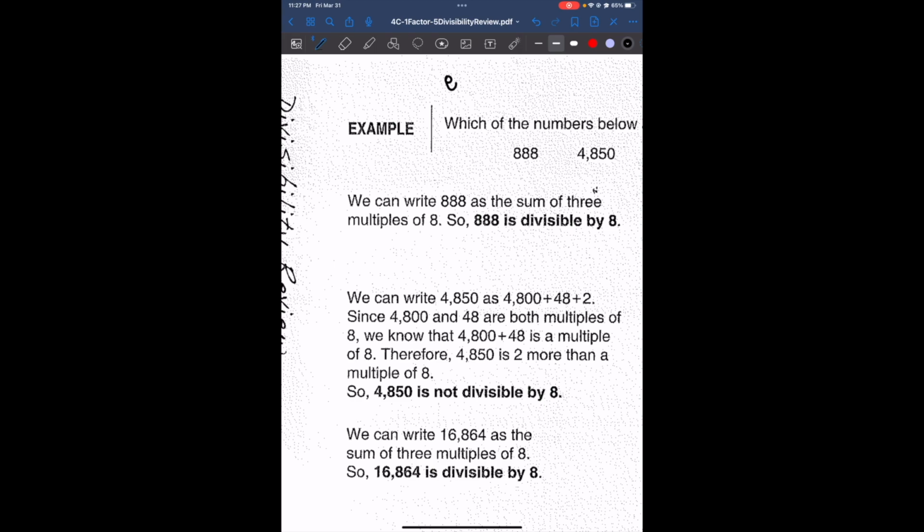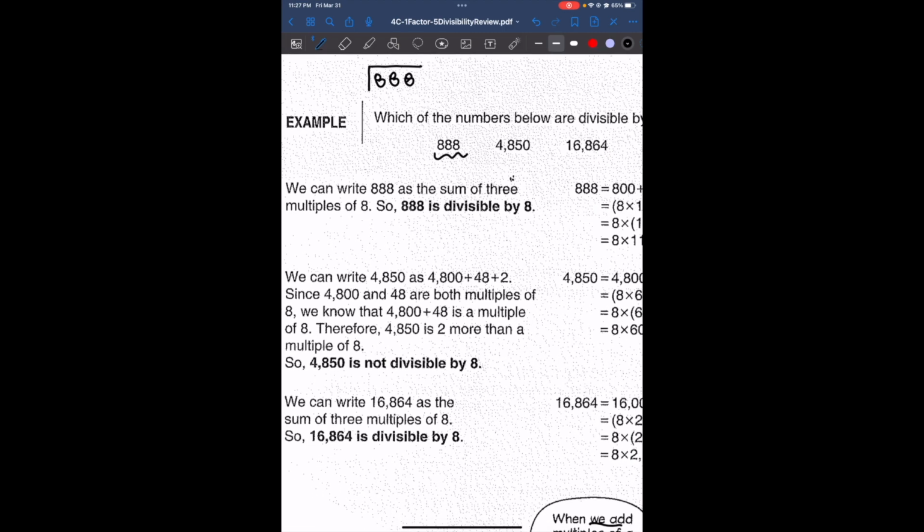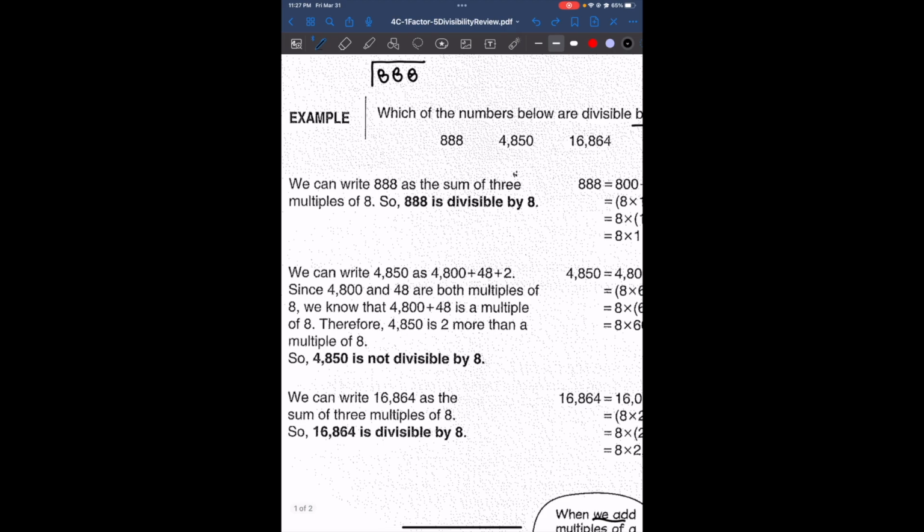So first we write 888, and then we draw two lines like this, right? So we draw two lines. And so 888 is the number that we want to divide, and we want to divide it by 8. So we're going to place the 8 over here.